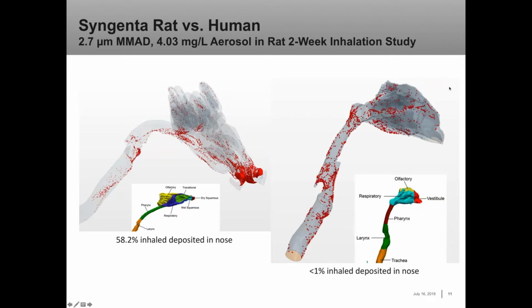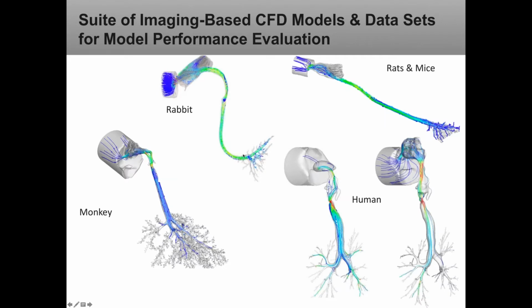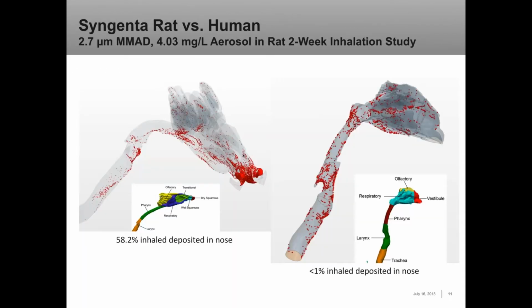Similar simulations were conducted for the human to show that there is a difference in deposition patterns. Whereas in the rat study, almost 60% of inhaled particles are expected to be deposited in the nose. Most of the inhaled particles of this size can bypass the nose and deposit along the conducting airways, down the larynx, and in the tracheal bronchial region of the respiratory system.